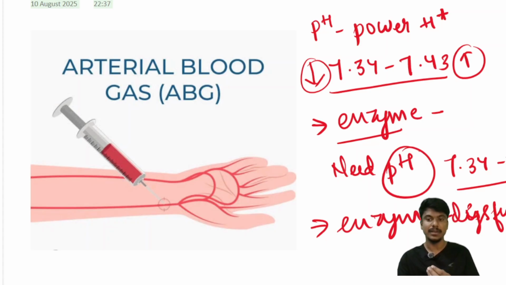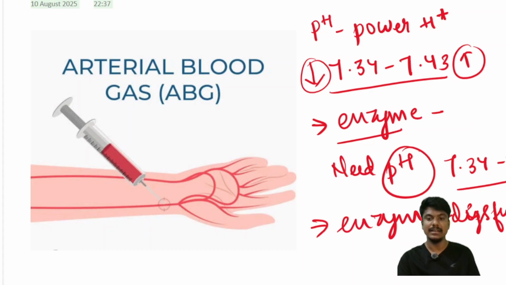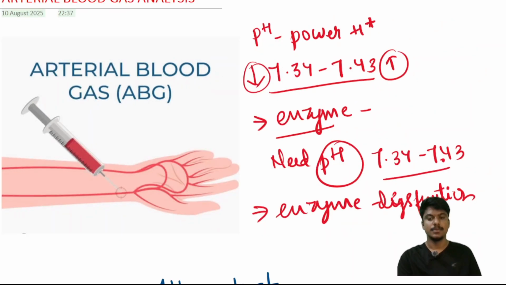Now we'll move towards the topic. Now we got to know why this ABG is very important, very vital. Before taking an arterial blood gas sample, what do we have to do? We have to check the collateral circulation. To check collateral circulation, we are doing two tests. First one is the Allen test, and we do the Allen test to check the patency of the collateral circulation.